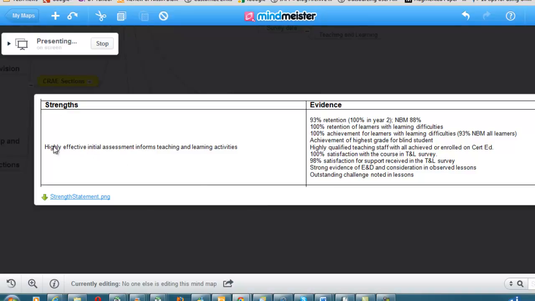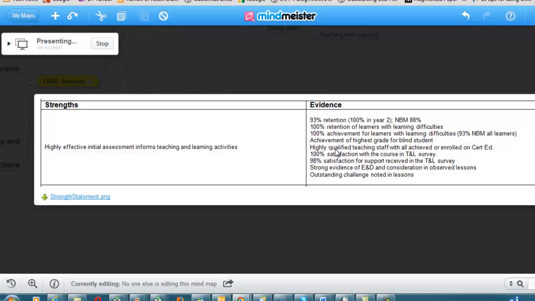So how am I going to justify this? I'm sitting in the SAR panel and Peter looks over his glasses and says, highly effective initial assessment informed teaching and learning. How do you know that to be true? So we stop him off at the pass and we provide him with the evidence that he can get from the data at the back of the CRAE report which support this statement. Because of the initial assessment, 93% retention, which is above benchmark, 100% of achievement for learners with learning difficulties, etc.